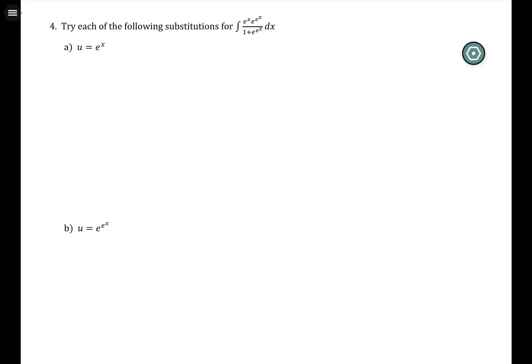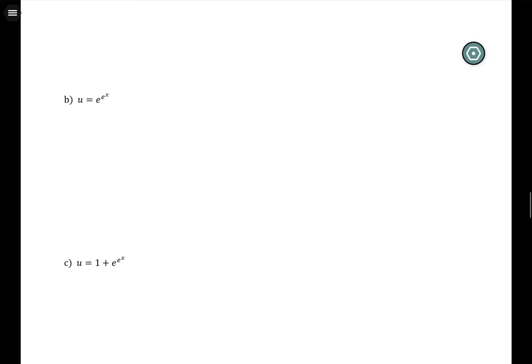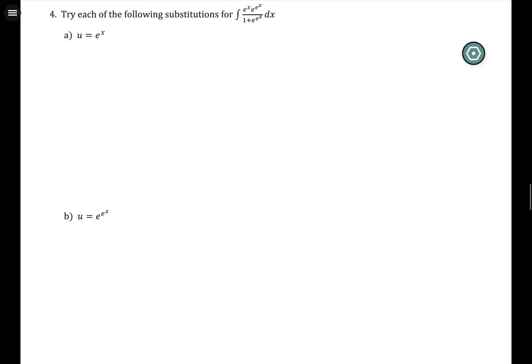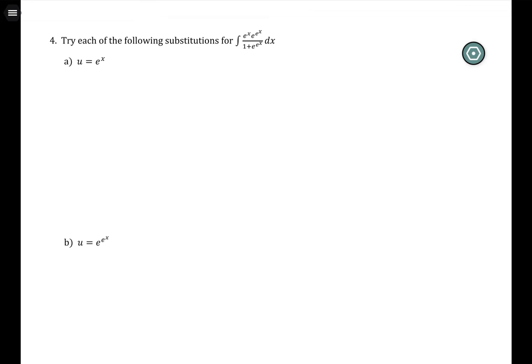Hi everyone. In number 4, we have a really messy looking integral that we're going to try and use substitution on. And we're actually directed as to what substitution to do, and we're going to try 3 different substitutions and see what happens, see if they work or don't work. So in this first one, we're supposed to let our u represent just plain old e to the x.